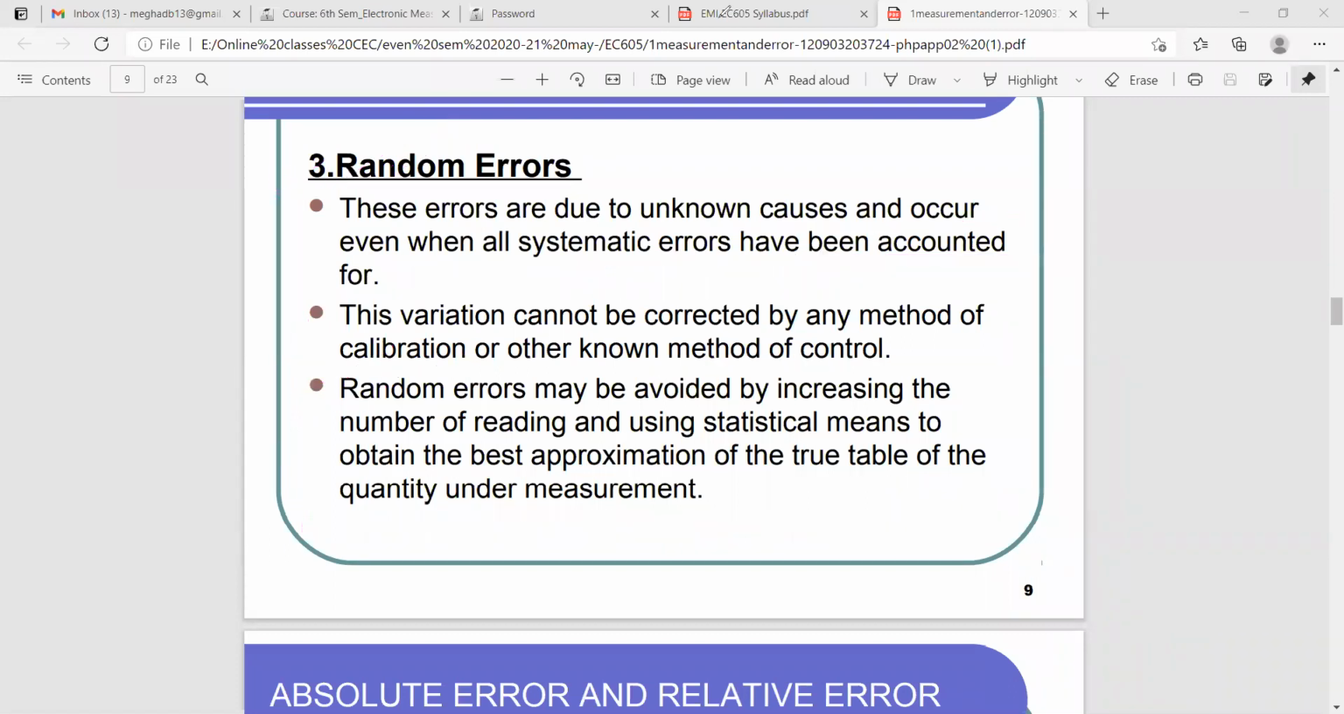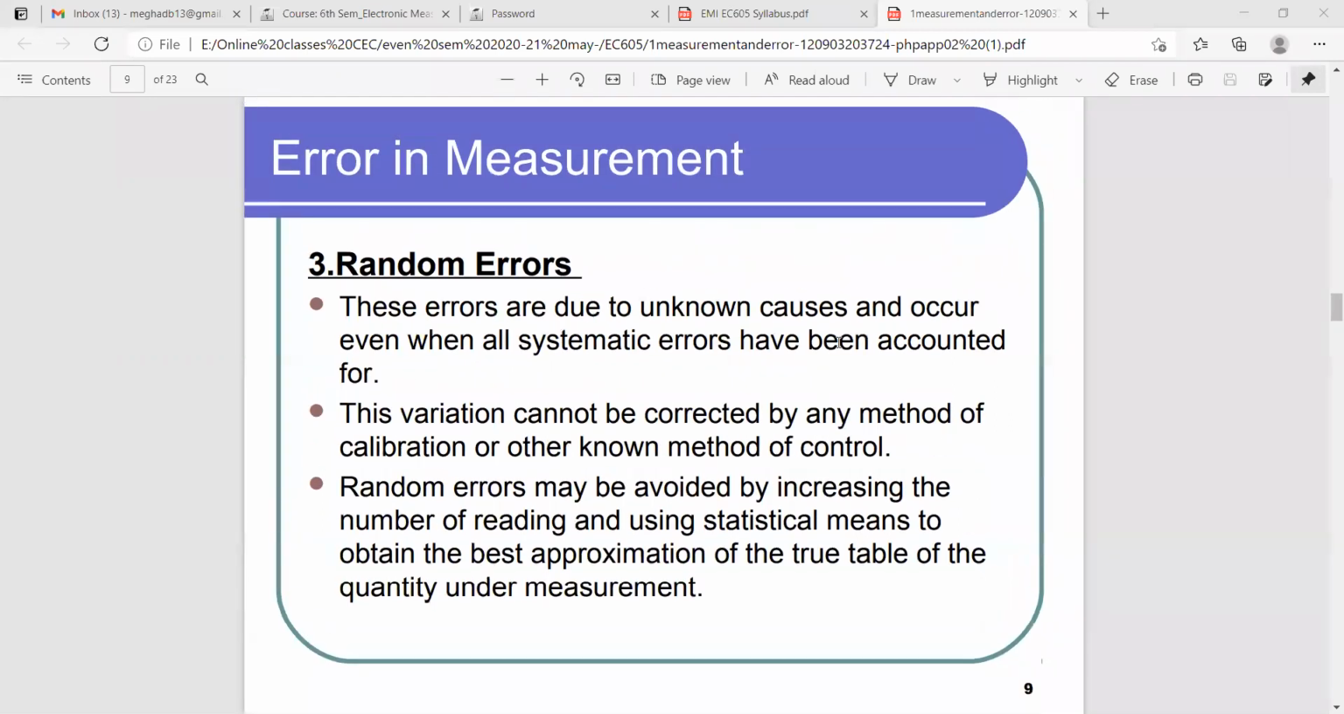Up to this point, any problem, any issue, tell me. Up to these random errors, if you have any query, ask me. Any query? Ma'am, bolo. Yes, tell me. How can we know that a random error occurs?